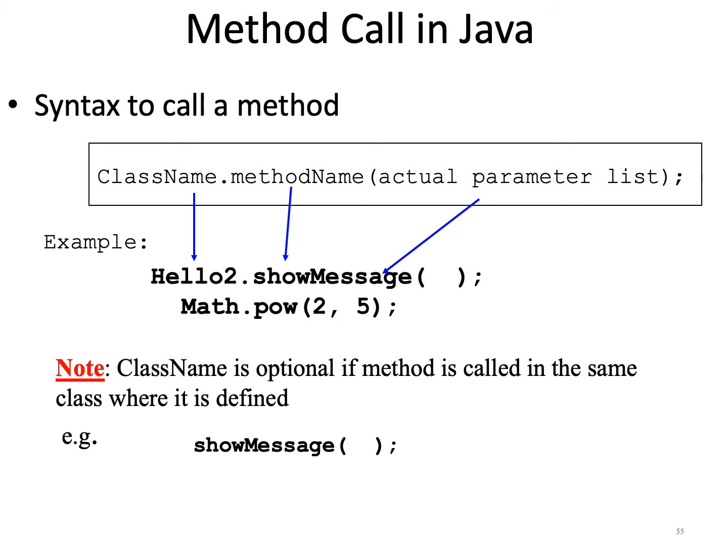If we want to call the method within the same class, we do not need to write the class name. For example, instead of hello2.showMessage, we can write showMessage, which is calling the method by its name straight away.